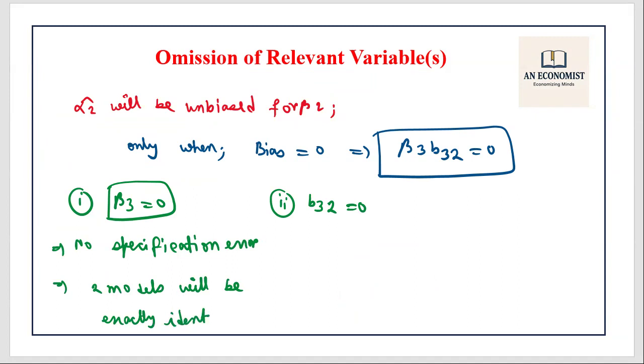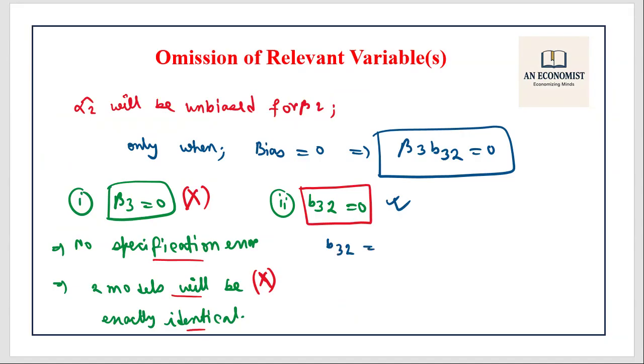Two models will be exactly identical, which is not a possibility, because here we are dealing with specification error. So under the no specification error condition, we must exclude this possibility. So beta 3 can't be equal to 0. The only possibility is that B32, this quantity, has to be exactly equal to 0. This will be the right approach.